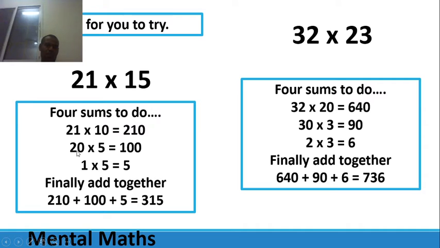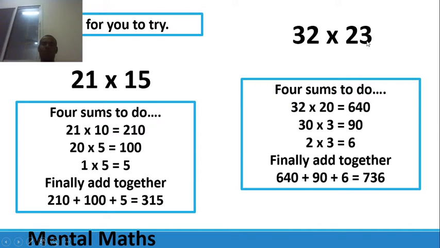Then 20 multiplied by 5, then 1 by 5 gives 5. This is 20 multiplied by 5 is 100, 21 by 10 is 210. Just add all of these numbers: 210 plus 100 plus 5 equals 315.